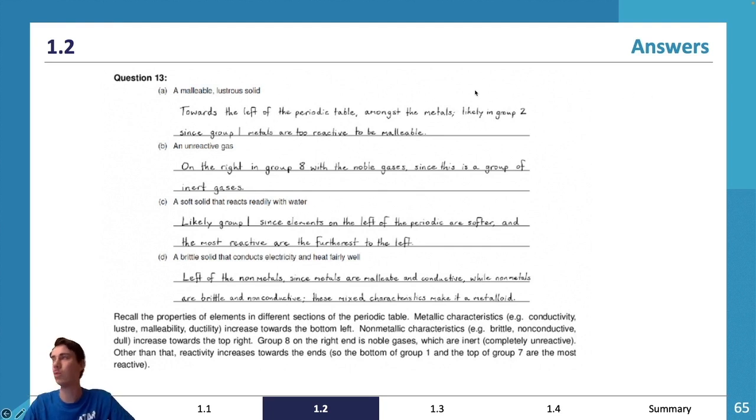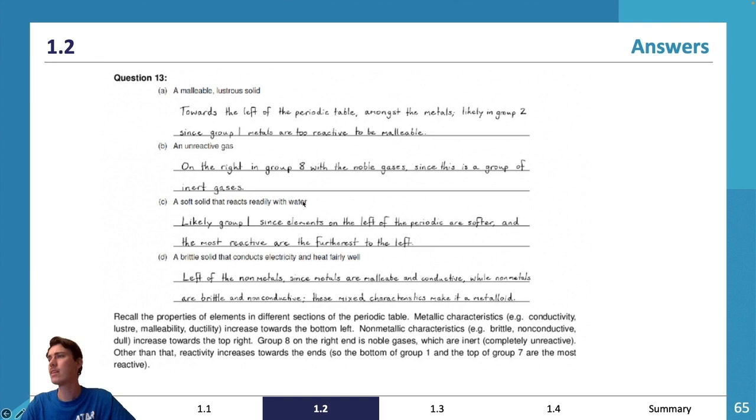That's a little fact I wouldn't have expected you to know at this point in time, but it's a good one to learn. These are great questions for learning. An unreactive gas. So an unreactive gas is on the right of group 8 with the noble gases, since this is the group of inert gases. Should have known that. That was a pretty straightforward question.